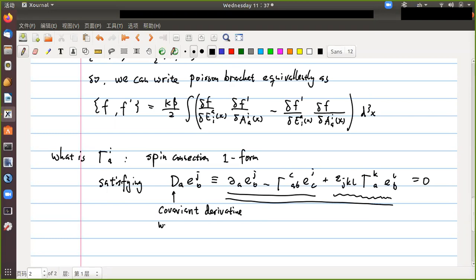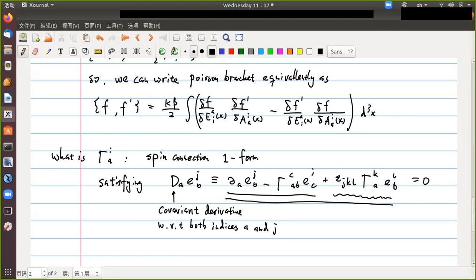This is a covariant derivative with respect to both indices, A and J. In the language of gauge theory, you can view this A as some flavor index with respect to the diffeomorphism group, and J as some flavor index with respect to the ISO3 group.